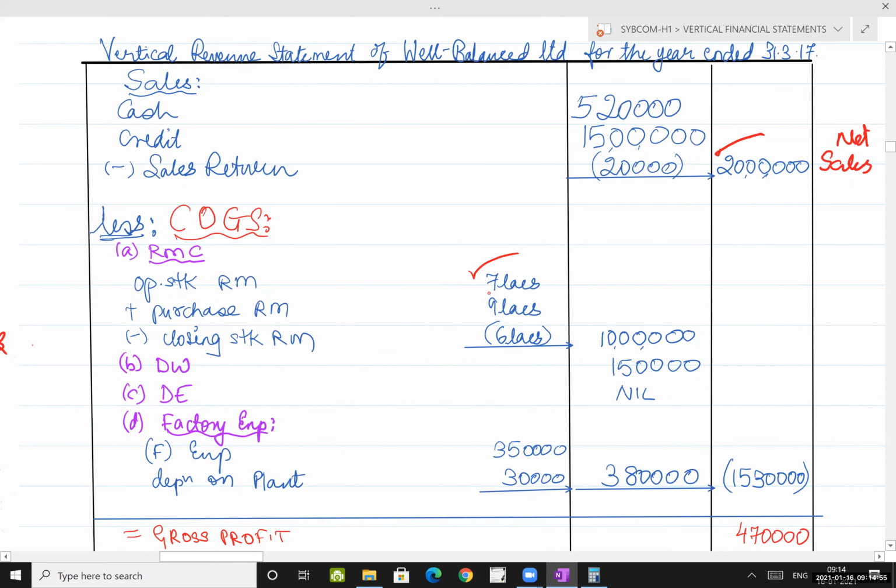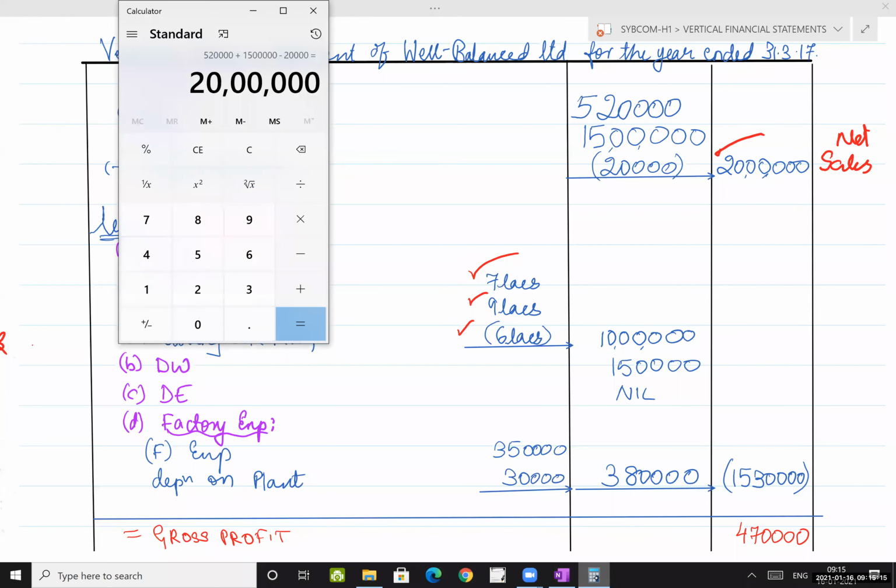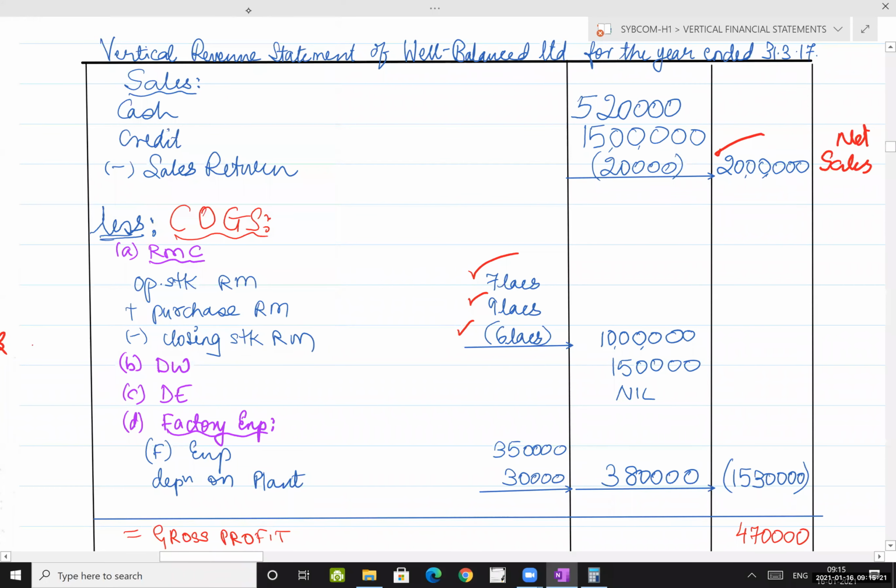So opening stock 7 lakhs, purchases 9 lakhs. ये सब आपने cost sheet में भी किया होगा. Less closing stock of raw material. So the basic formula वो मैंने change नहीं किया है, cost sheet वाला और ये same रखा है. Opening stock of raw material 7 lakhs, purchase 9 lakhs, and closing stock 6 lakhs. ठीक है. Solve it. 9 plus 7 is how much? 16. 16 minus 6 is 10 lakhs. ठीक है. 10 lakhs. So this is my raw material consumed, this answer.